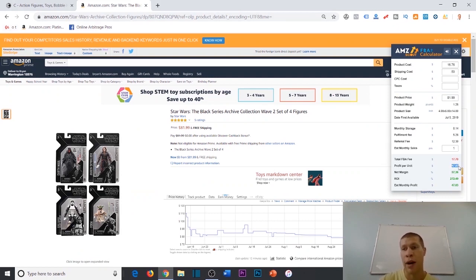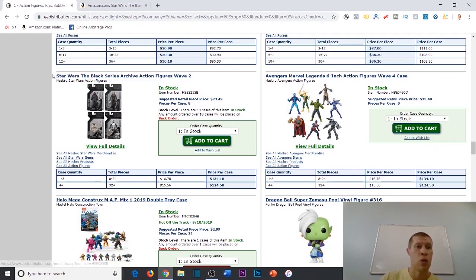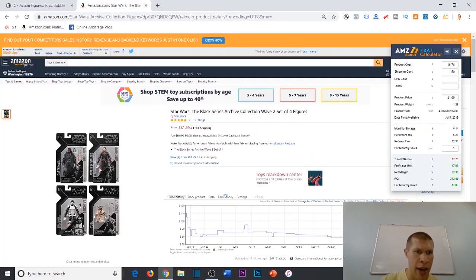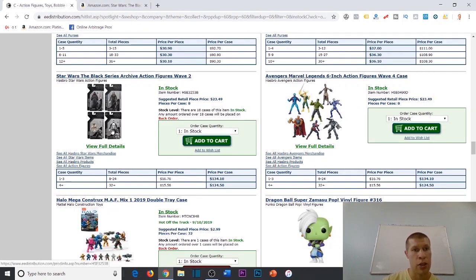As you see, I'm finding $47.03 per unit roughly. Now it looks like it's a fairly new listing, so I do expect that to shrink considerably as more and more people get into it, but even if it shrinks by 50%, I'm still making over $20 a unit on this, so this is a potential good product, right? So Star Wars The Black Series Archive action figures, I found that already, literally those four. I think that's Darth Maul, Anakin, the Stormtrooper, and Yoda.